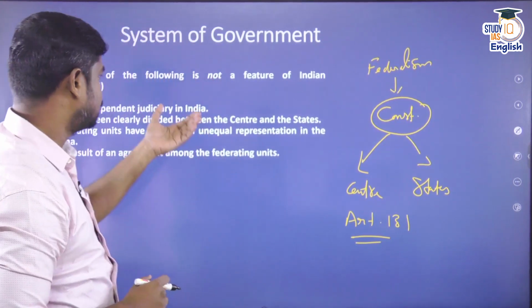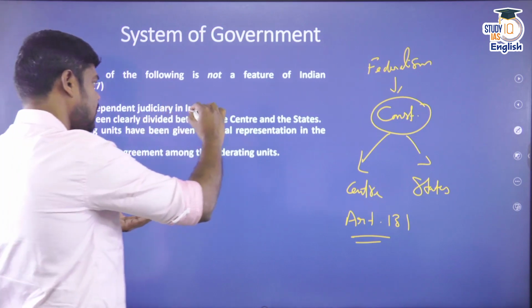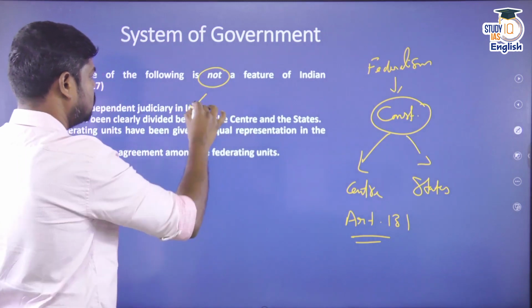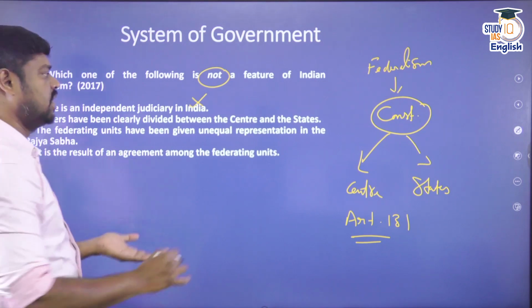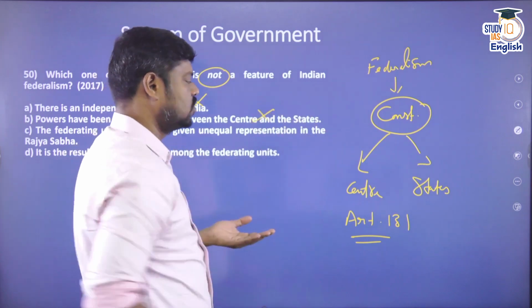So, come to this particular question. Which one of the following is not a feature of the Indian federalism? There is an independent judiciary in India. Independent judiciary is a feature, but the question is asking for not a feature. So, this is not the right answer. Statement number 2: The powers have been clearly divided between the central and the state. So, this is very much true for federalism. So, the question is not a feature. So, this is also not true.